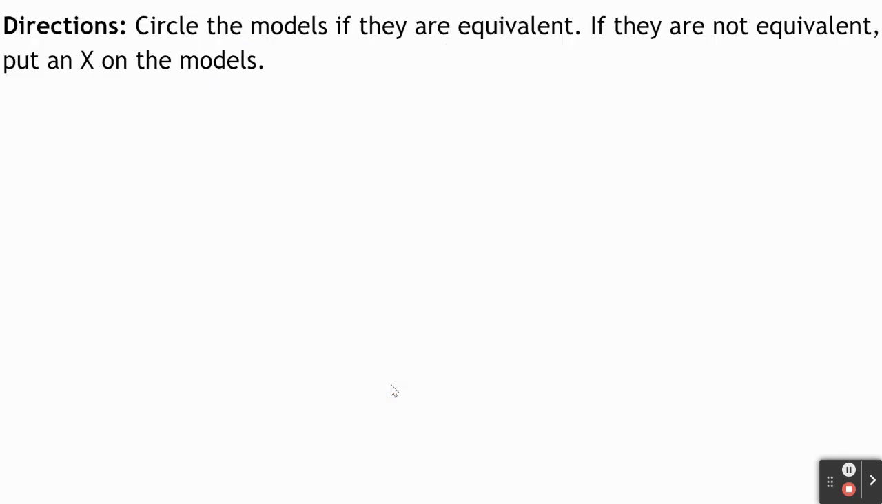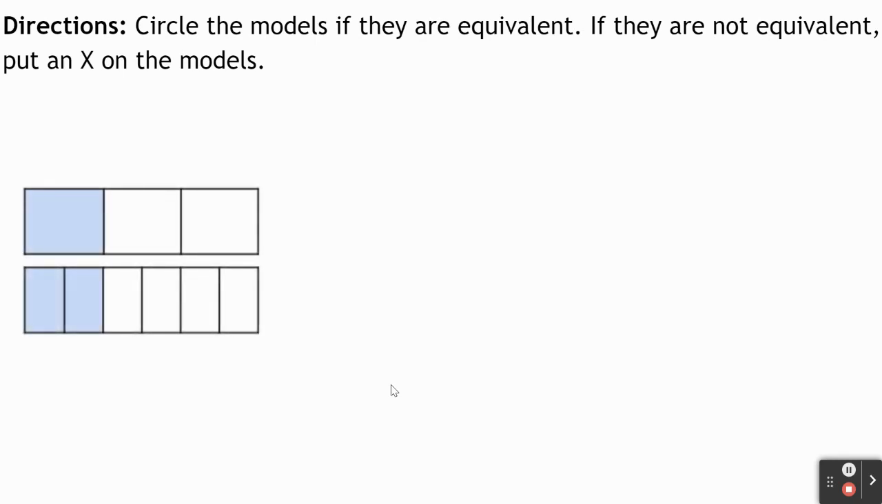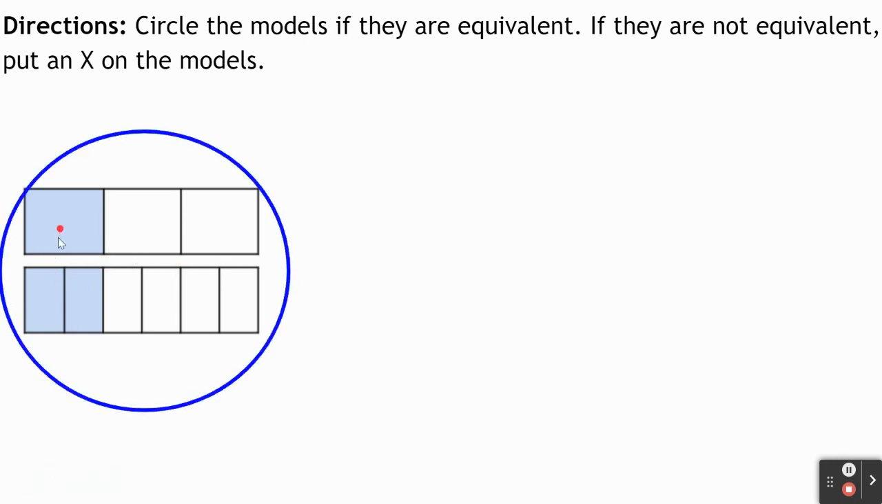So let's go ahead and try finding some of these equivalent fractions. We're going to circle the models if they're equivalent. And if they're not equivalent, we're going to put an X on them. So let's look at this first set. Here on top, we have 1/3 of the entire model shaded. On the bottom, we have 2 out of 6 parts shaded. But if you look at the shaded parts and line them up, we can see the same portion of the whole is shaded. So these two models are equivalent. They have the same portion of the whole shaded.